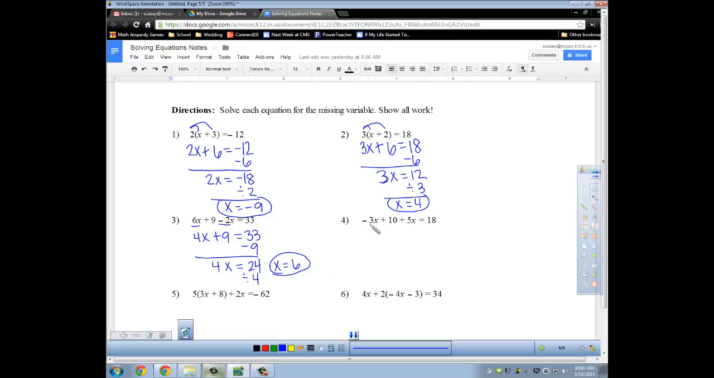Number 4, combine our like terms again. We have a negative 3x plus 5x will give us a positive 2x. Then plus 10 equals 18. Subtract 10 to the other side. Get 2x equals 8. 2 to the other side by dividing. We end up getting x equals 4.